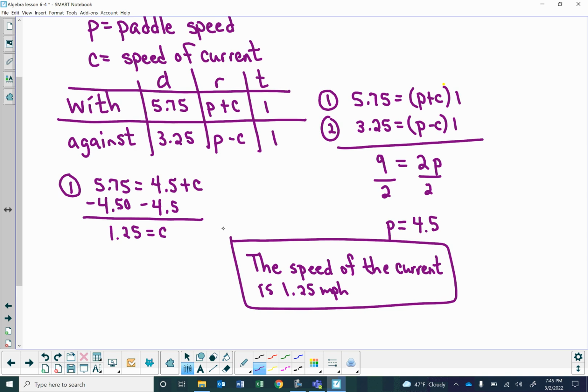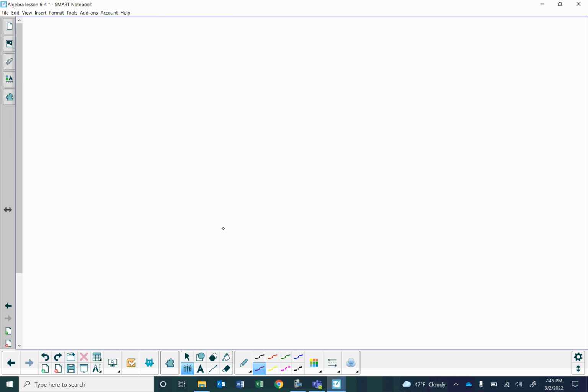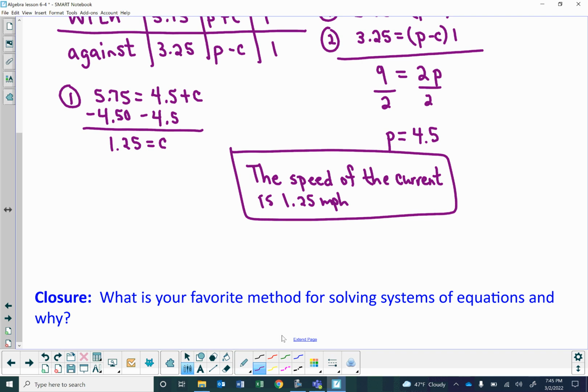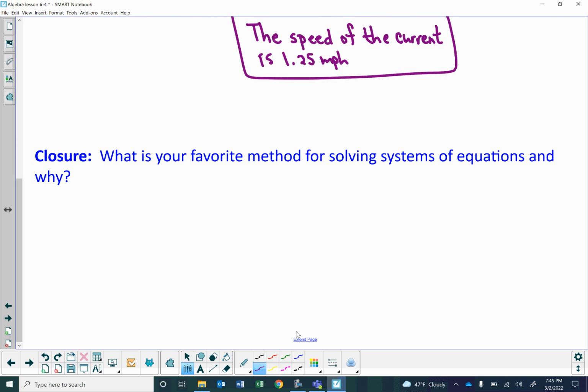So the closure question for this lesson would be, what is your favorite method for solving systems of equations and why? So make sure you tell me why you like that method better than all the other methods.